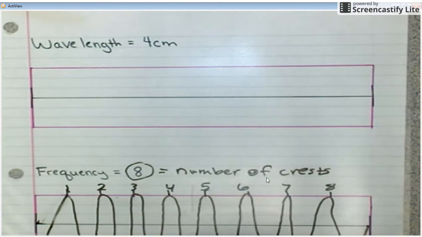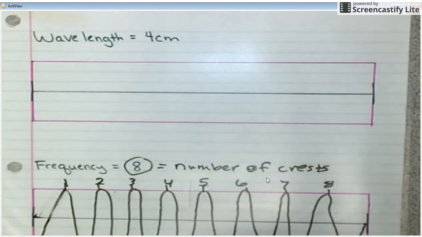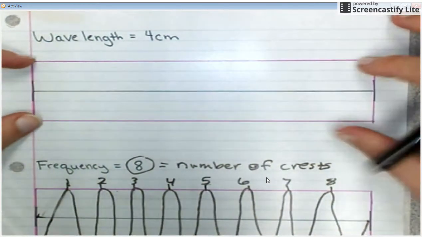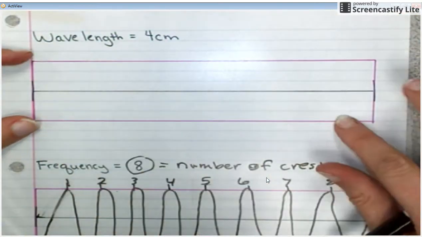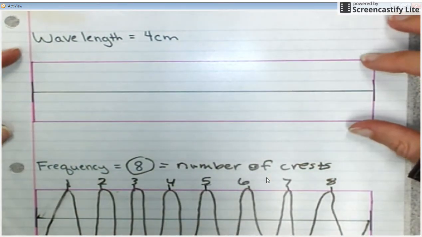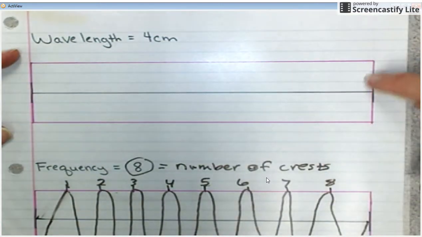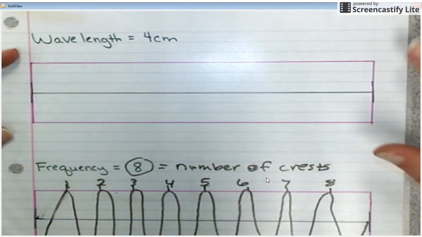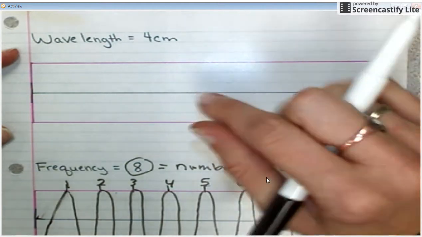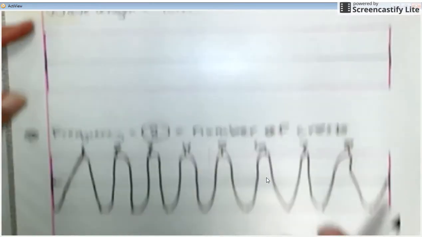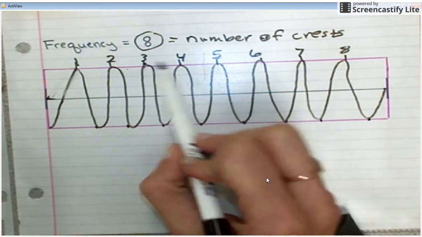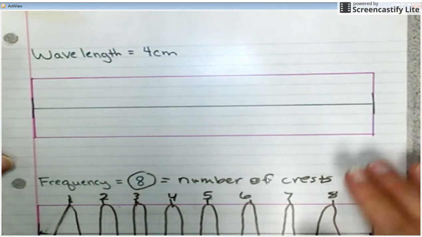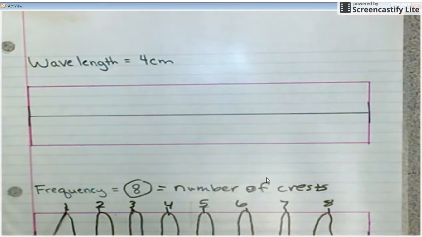This next one that we're going to look at is wavelength of 4 centimeters. Okay, now I've already drawn this top line and this bottom line, and these are for the amplitude. And so I'm just going to kind of keep my amplitude the same on the top as it is on the bottom because that's how it would really look. And then wavelength is the distance between the crests. So the distance between the crests of this wave has to be 4 centimeters.